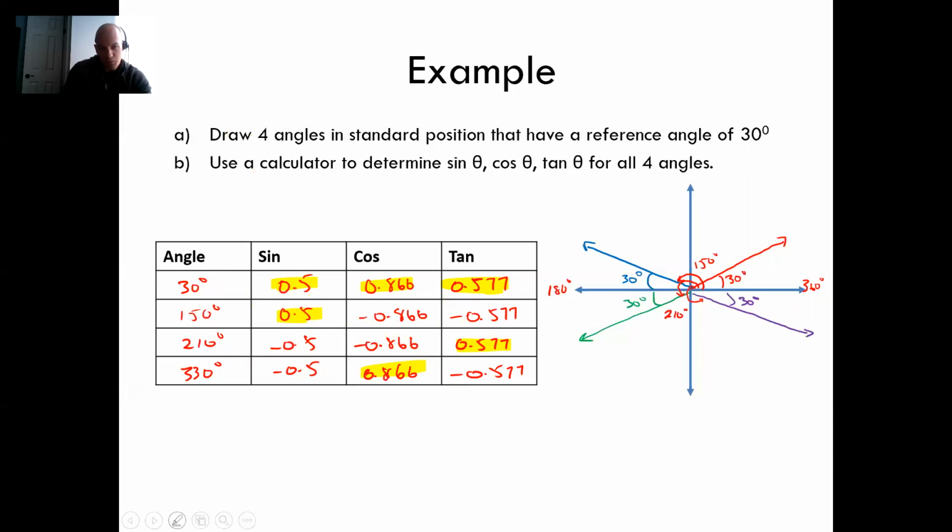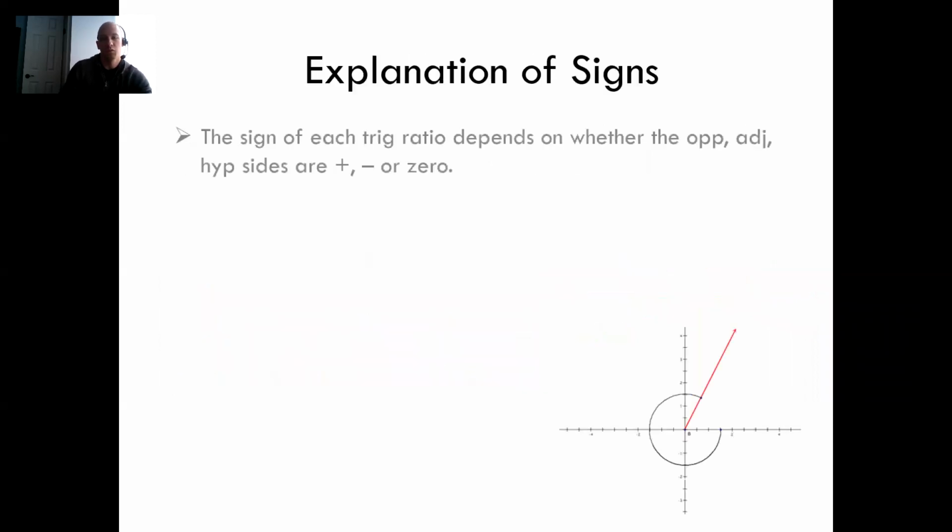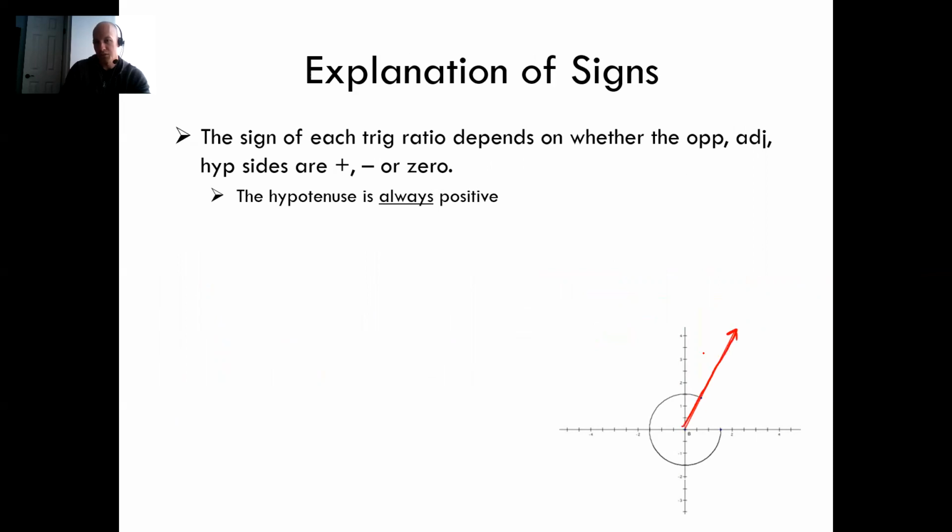So what is the explanation for why that happens? It's not just some random magical thing in math, there's an actual good reason for that. So what we can do is we can take a second just to explain these signs. So the sign of each ratio depends on whether the opposite, adjacent, and hypotenuse are positive, negative, or 0. So one thing we'll say is the hypotenuse is always positive. So the length of this terminal arm here, that's always positive, okay? And if you'd like some proof of why that is, remember the distance from the origin is given by this equation here. This is always positive, okay? It's the result of Pythagoras.